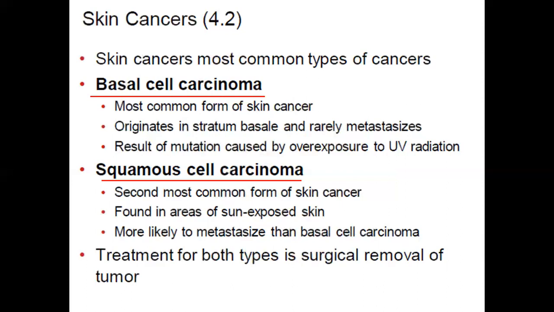Squamous cell carcinoma is the second most common form of skin cancer, and it's found in areas that are sun exposed, like your face, your hands, sometimes your feet, the areas that the sun sees every day. And it's more likely to metastasize, meaning it can get worse. Metastasizing cancers are growing cancers. They're basically exponentially growing and getting worse and causing more problems. Treatment for both is usually just removal of the tumor. If it's bad, you can go through chemo and radiation, but these two forms tend to be less severe.